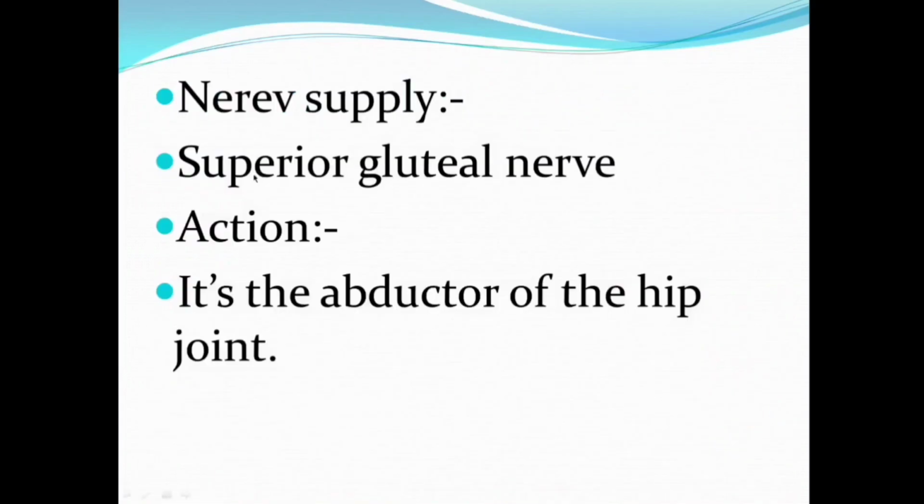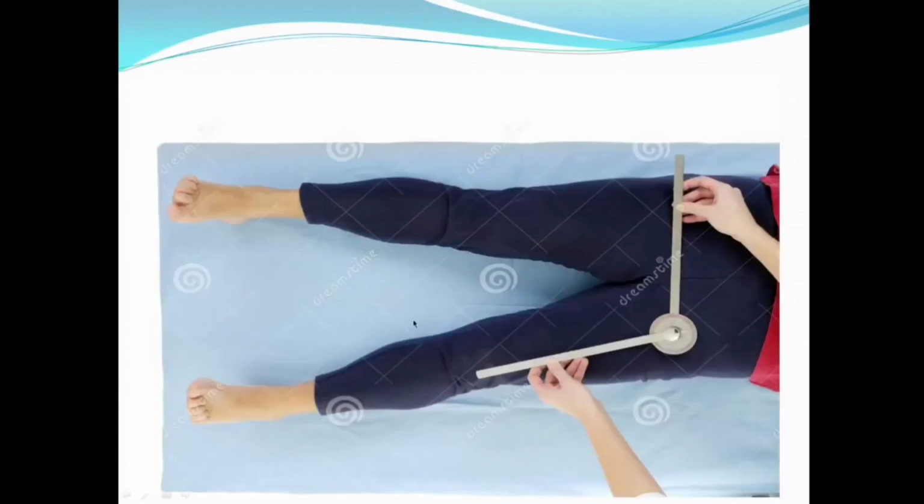Next, it is also supplied by the superior gluteal nerve, and its action is, it's also the abductor of the hip joint. So this is the abduction of the hip joint, that is taking both of the legs away from the median plane.